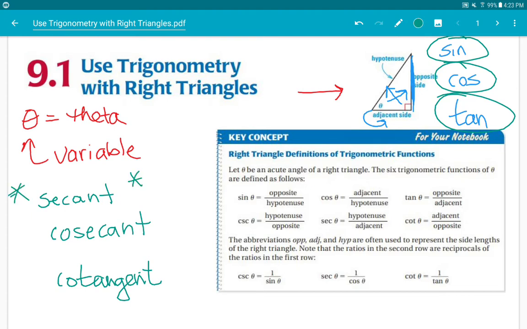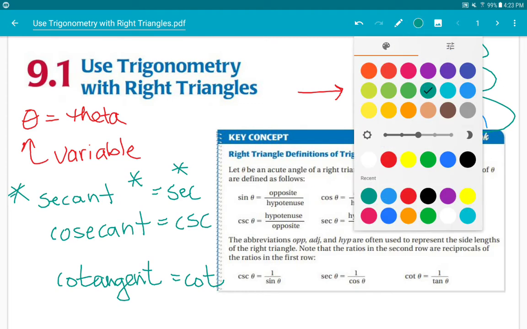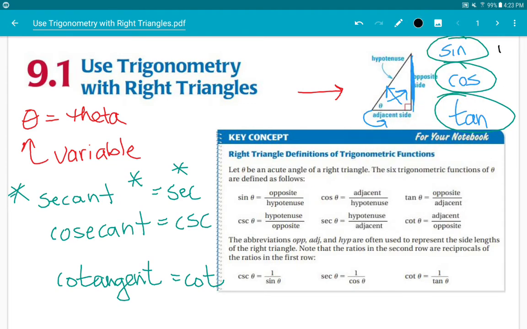Now there's an abbreviation for each of these. Secant is just SEC, cosecant is CSC, and cotangent is COT. So whenever we talk about these, we're talking about these functions here. Okay, so all in all, that's going to give us 6 different ones to work with. We have sine, cosine, tangent. That's 1, 2, and 3. And then we have secant, cosecant, and cotangent. Those are the 6 ones.